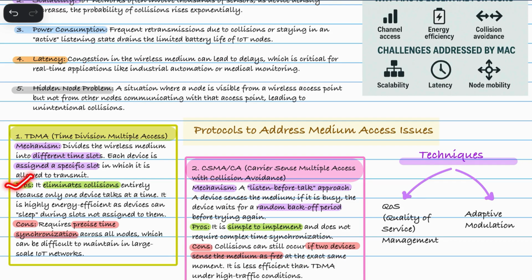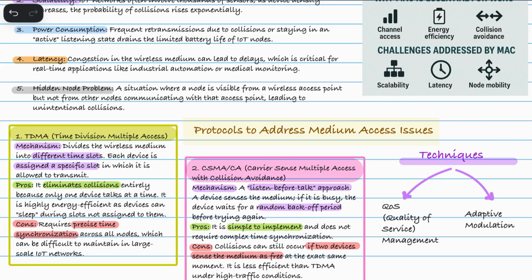So the pros are that it eliminates the collisions because every device knows exactly when it is allowed to talk. So collisions are reduced to zero, and it is also incredibly energy efficient. If a sensor is assigned to, for example, slot 5, it can completely power down its radio and sleep during slots 1, 2, 3, 4 because it doesn't need to listen or send data. So this saves a massive amount of battery.